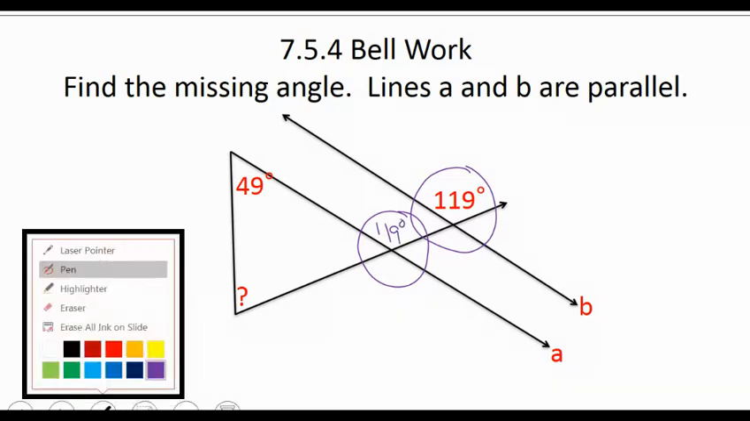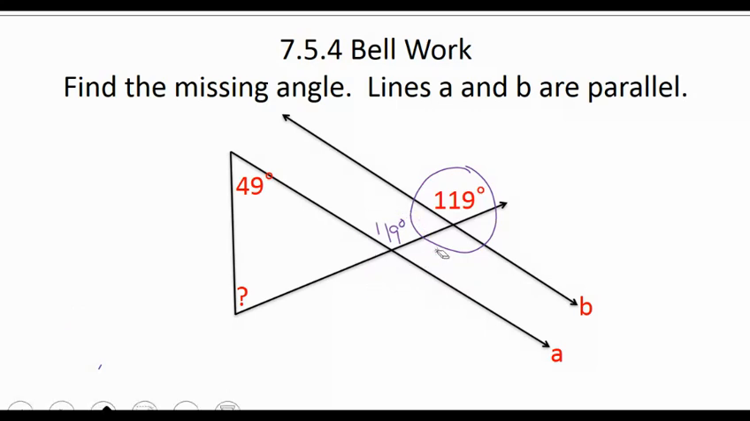Now I'm going to erase my circles. If this is 119, I know that 119 and the angle right to the left of it are supplementary angles, because those two angles create a straight line. I can figure out that this angle would be 180 minus 119, because two angles on a straight line add up to 180. That's 61. So this angle is 61 degrees.